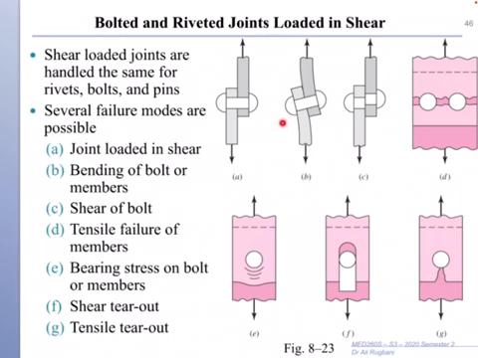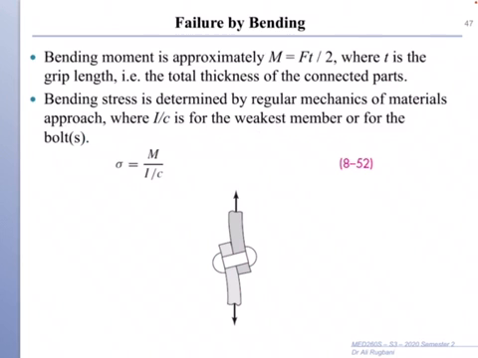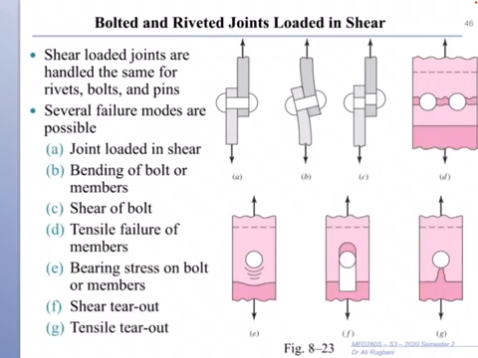So in B, this failure is due to bending. So you need to calculate bending stress and make sure that bending stress is less than strength so that bending doesn't happen. Here you calculate shear stress and make sure that stress due to shear is less than strength so that no failure happens in this case. In D, tensile failure of members, you need to calculate stress of the member itself due to this load and this cross-section area, and that must be less than strength of the material of this plate.